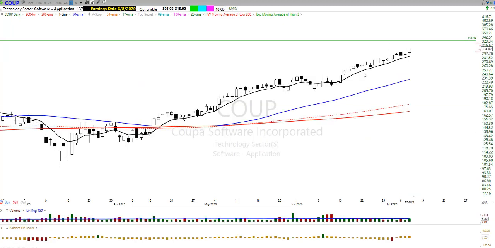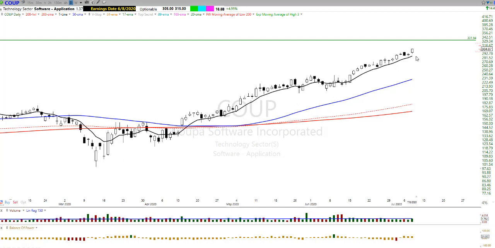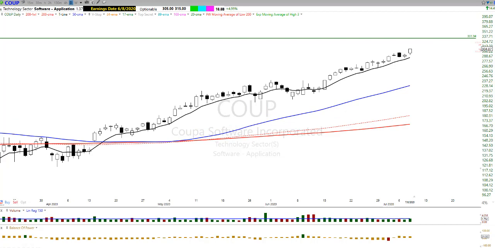Coop is another one. Coop is a chart that has been trending. Once again, we've got this bullish J-hook in here. There's the run up, and here's the J, and we're looking for it to move up to about 330, 331, 332 up here on Coop, C-O-U-P.